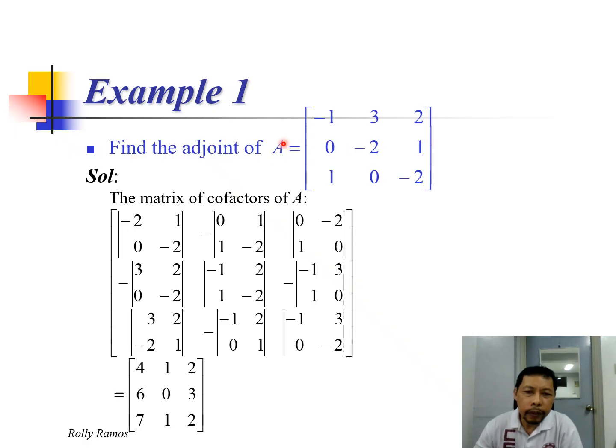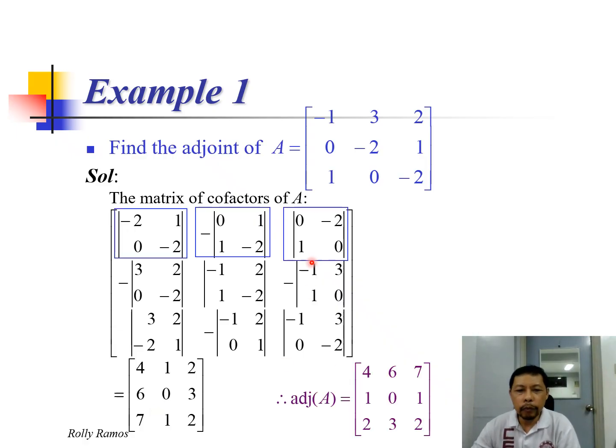Then the adjoint of A of this matrix is equal to the transpose of this newly formed matrix. So the adjoint of A is equal to the first column will become the first row, the second column will become the second row, the third column will become the third row. So this is now the adjoint of this matrix.